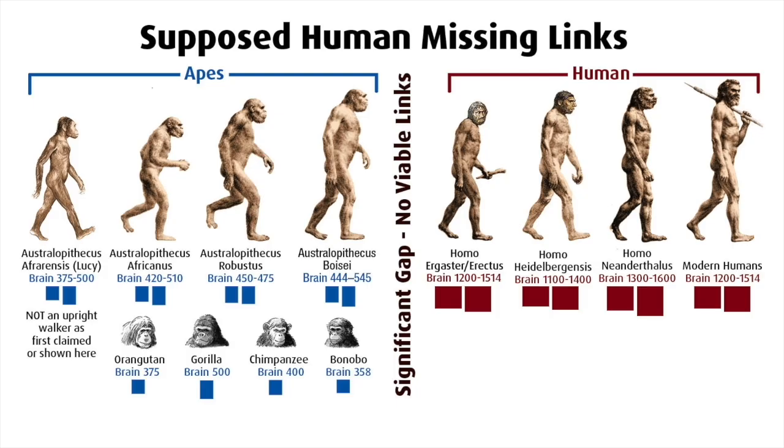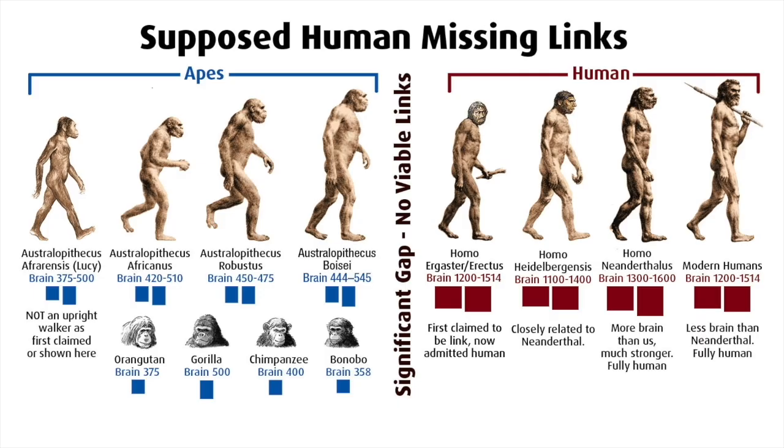And you can see the brain sizes in all of those is vastly different from that of apes and very similar to each other. The Homo ergaster and erectus was first claimed to be a link, and now it's admitted to be human. Homo heidelbergensis is closely related to Neanderthal, which we've talked about. And Neanderthal had more brain than us and were much stronger and were fully human. Now we have modern humans, which actually have less brain than Neanderthal, but we consider ourselves fully human. All of these are humans and have human and not ape feet and ankles, which is another important thing. In spite of the illustrations on the left, which show them all walking upright, that was difficult for them because of the nature of their feet and their ankles.